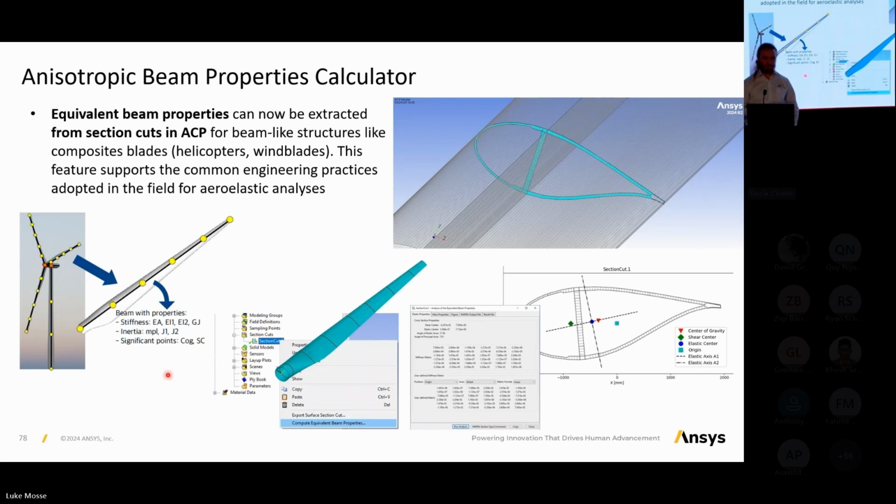The next enhancement, which is available, which will be in 2025, is to do a continuous beam extraction. So it will automatically extract the beam properties along the whole length of the blade and apply that to your beam element.